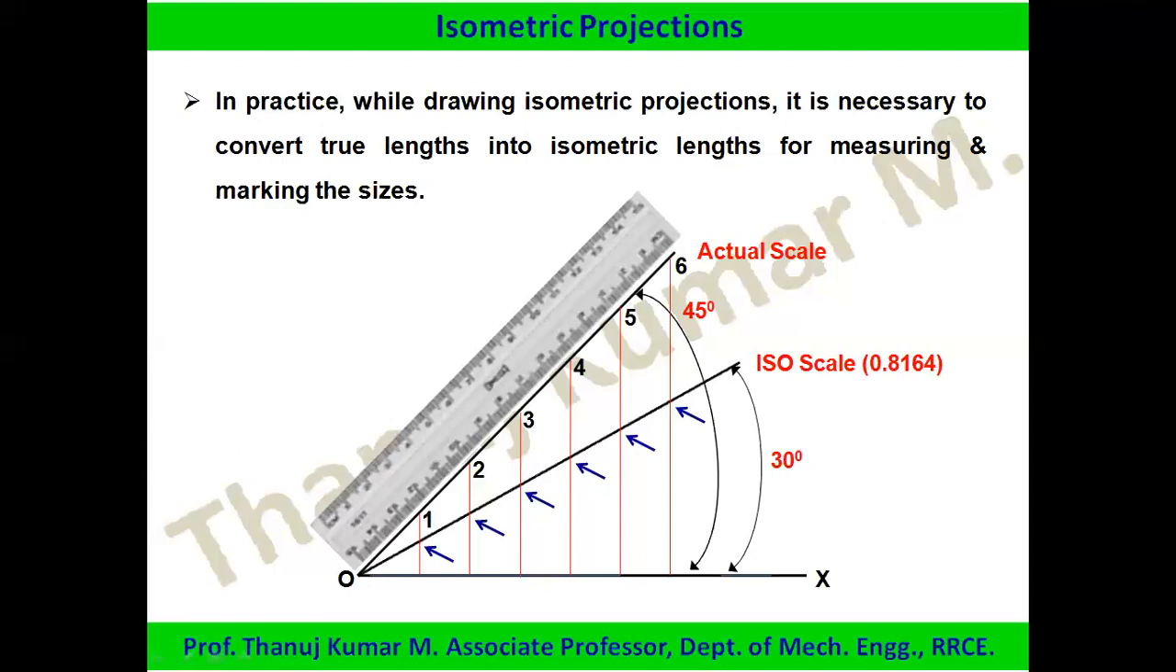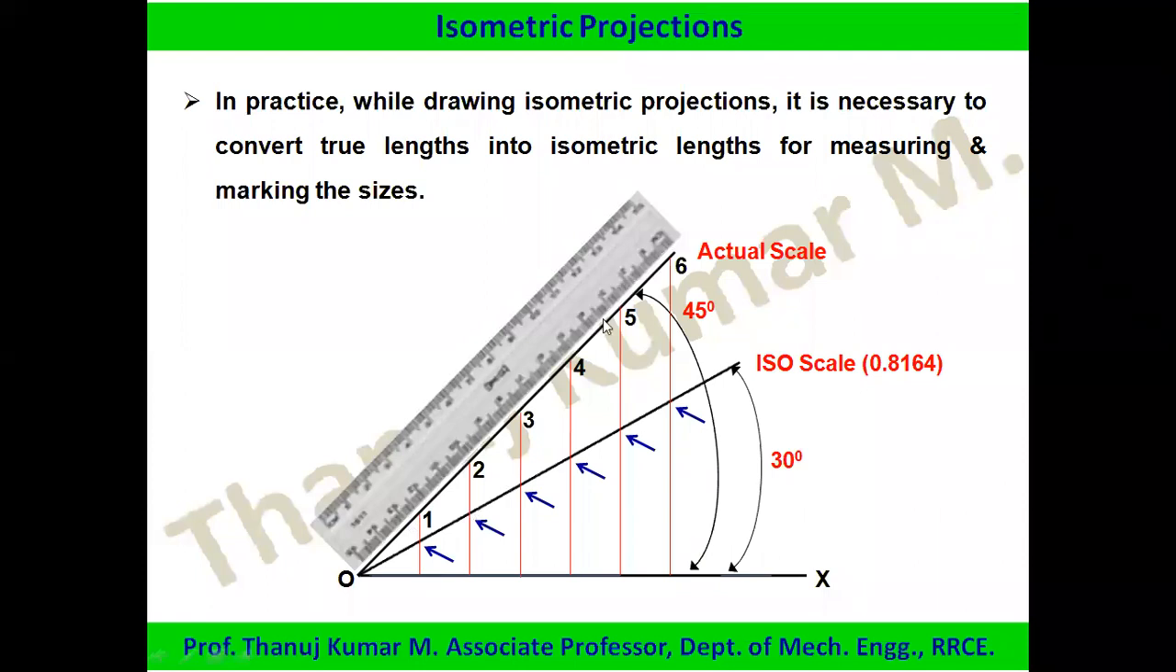So 30 mm into 0.8164 will be this distance from O to this line on the 30 degree angle line. This distance will be exactly less than 30 degrees. It will be in isometric scale. You're not supposed to draw these lines this way. You draw exactly perpendicular lines to the OX line. Keep in your mind, perpendicular lines to the OX line. Only then you get the isometric scale.